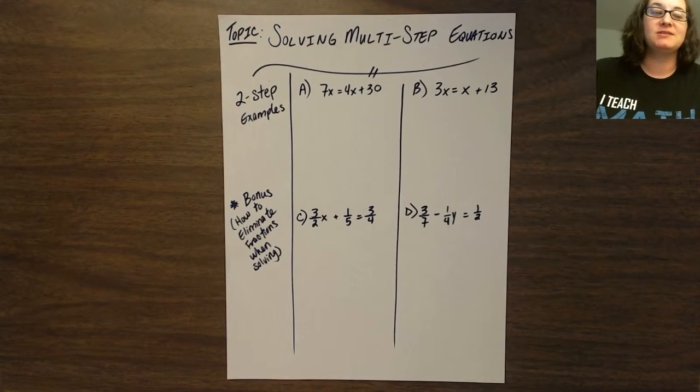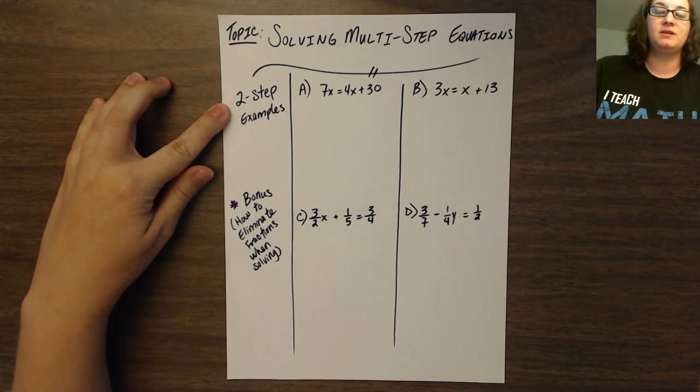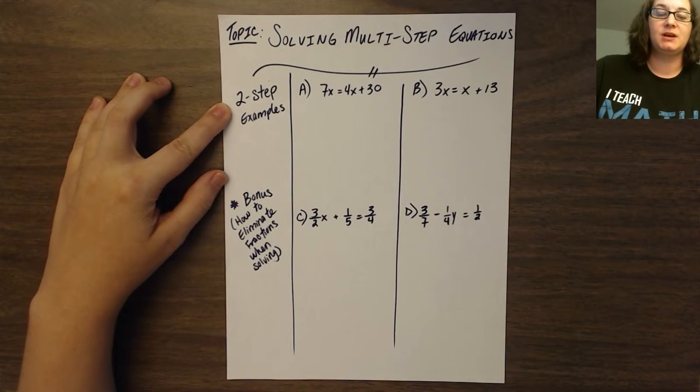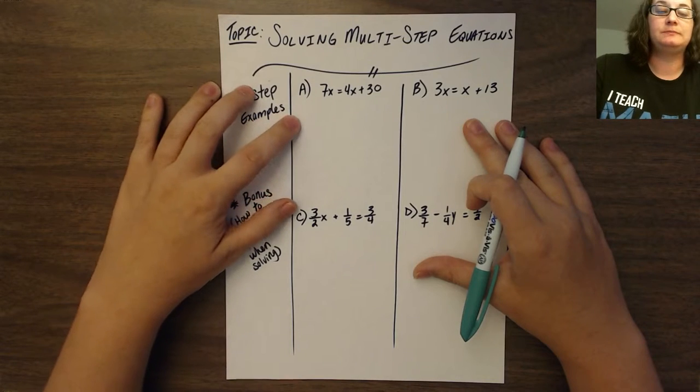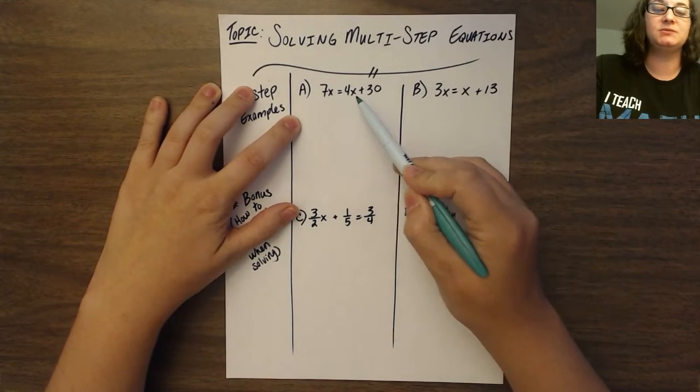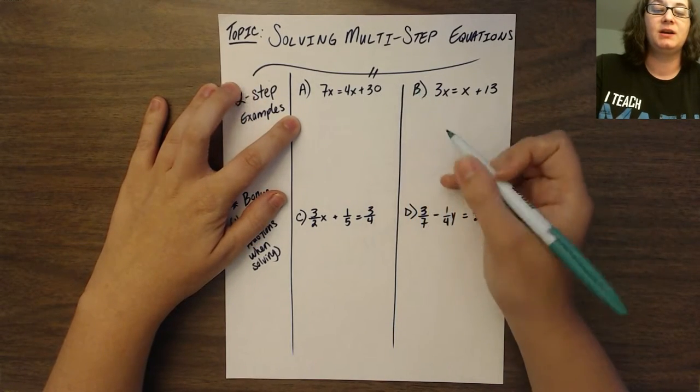Hello, today I want to talk about solving multi-step equations. Specifically in this one, two-step equations. The first example I want to show you, 7x is equal to 4x plus 30.